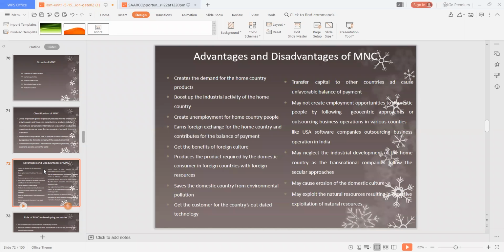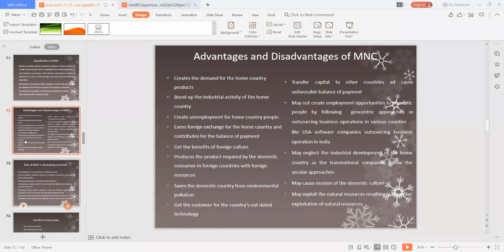Disadvantages: transfers capital to other countries and causes an unfavorable balance of payment. May not create employment opportunities for domestic people by following a geocentric approach or outsourcing business operations in various countries, like USA software companies outsourcing business operations in India. May neglect the industrial development of the home country, and transnational companies follow such approaches. May cause erosion in domestic culture. May exploit natural resources. So these are the advantages and disadvantages.